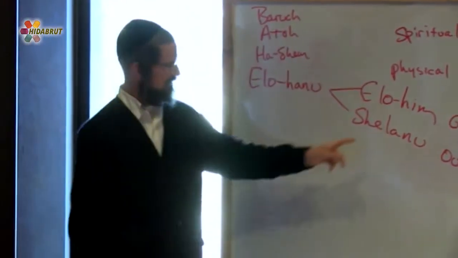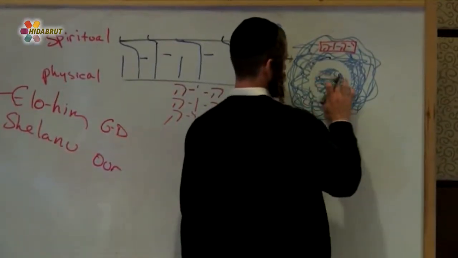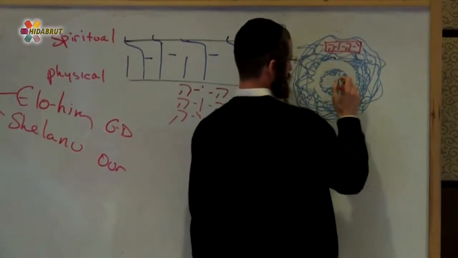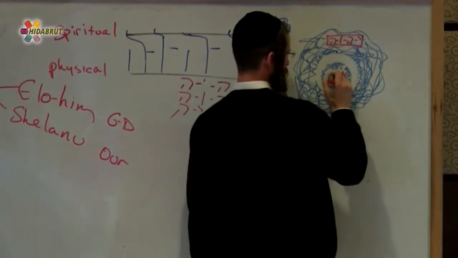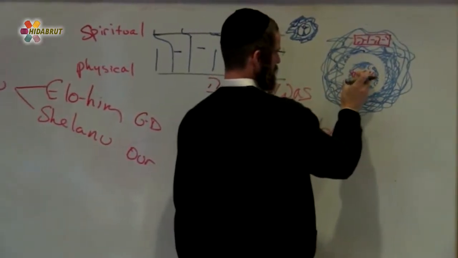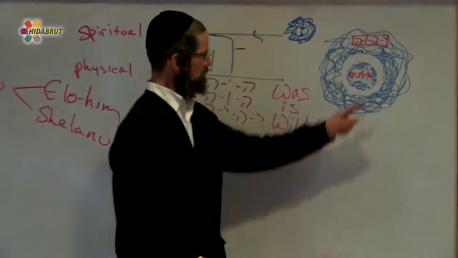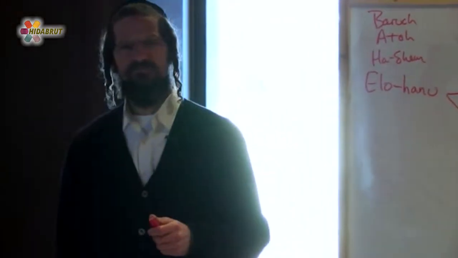Now there's something very interesting about the name Elokim. I'm going to put it right here. Something very interesting about the name Elokim, and that is the Yud and the Mem at the end. What is wrong with that? The Yud and the Mem at the end of God's name. What is a Yud and a Mem at the end of a name? Plural. Yud and Mem at the end of a name is plural.